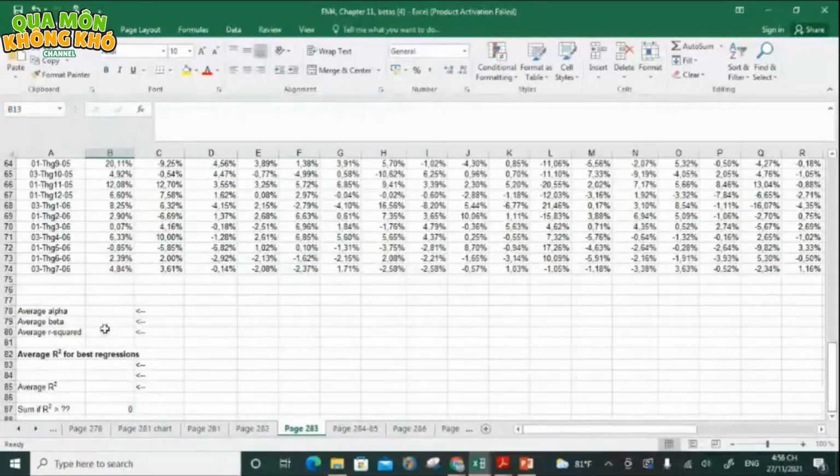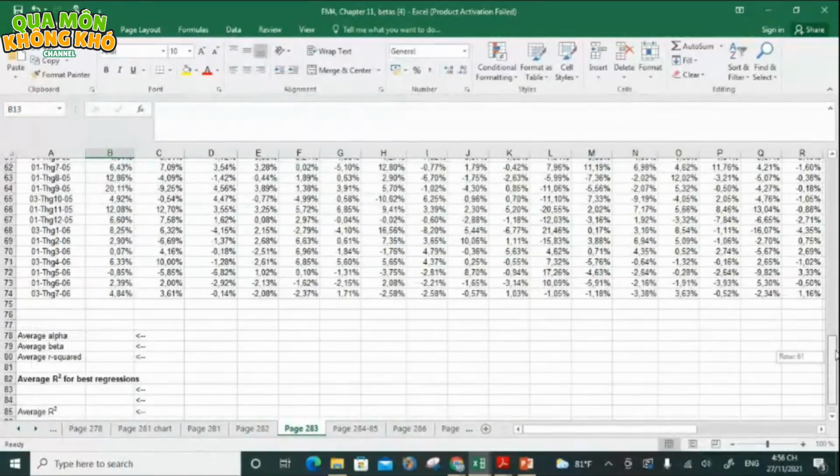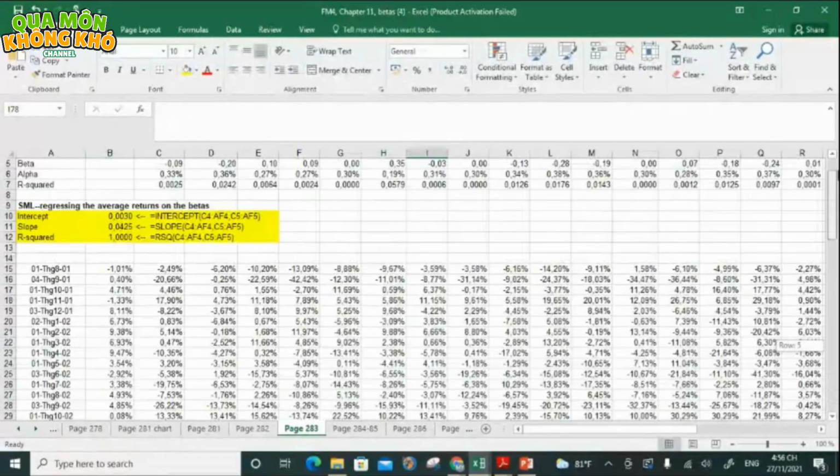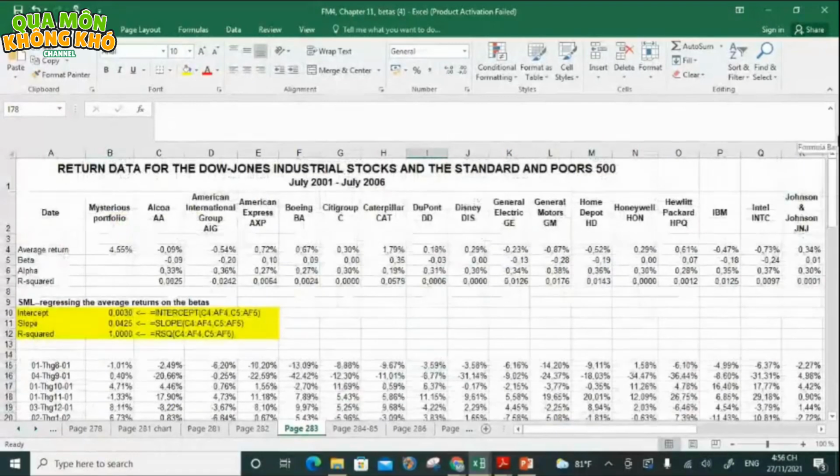And here we calculate, like at the beginning, the average alpha. Okay, you can stop here because this is not important for us. So, any conclusion about this chapter?